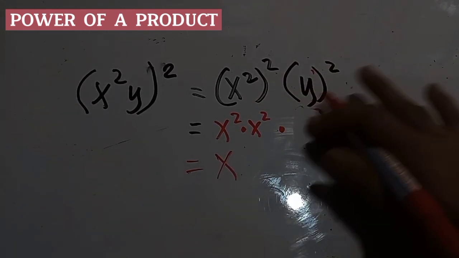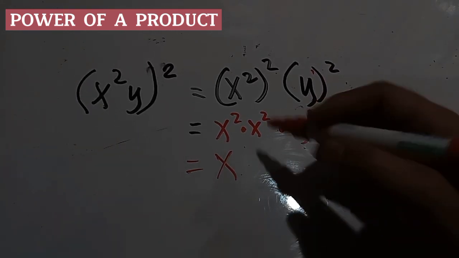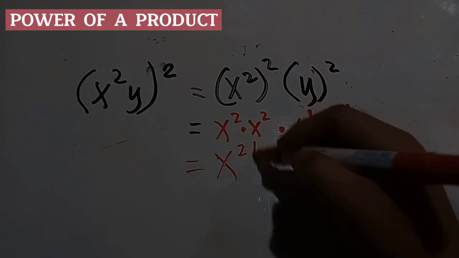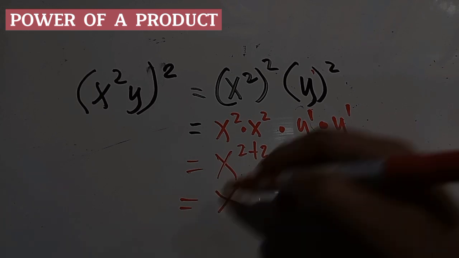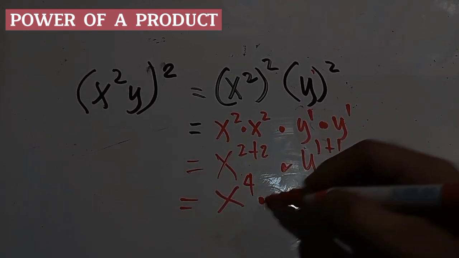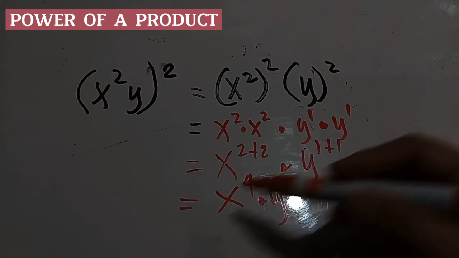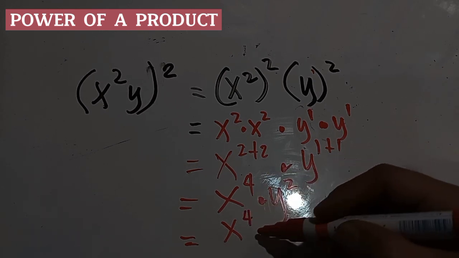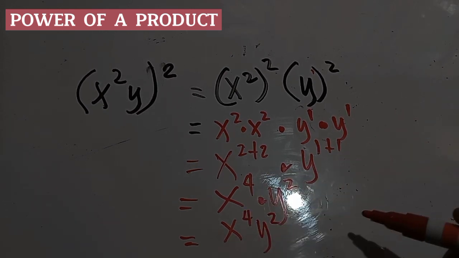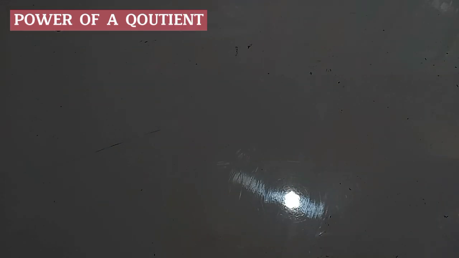Or like this, we have y1. So ito ay magiging, i-add natin yung exponents, 2 plus 2 times y, 1 plus 1. Okay? So next is 2 plus 2, that is 4 times y, 1 plus 1, that is 2. Is it the final answer? No, so multiply pa natin. So we have x to the 4th times y squared, that is x4 y squared. So this is our final answer, x raised 4 y squared. Nakuha.